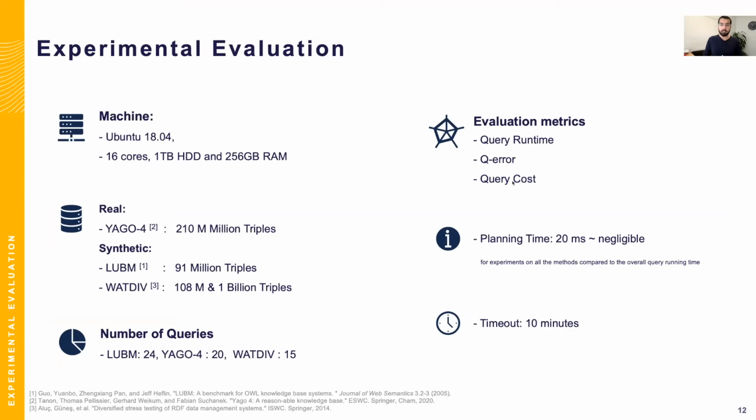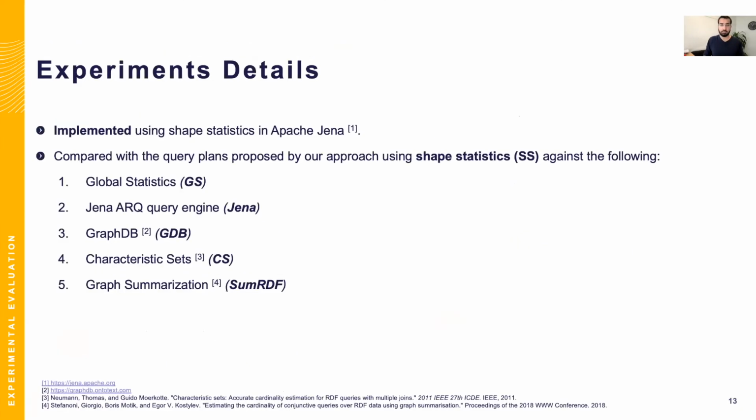We experimented on a large machine with large synthetic and real datasets with a specified number of queries, having query evaluation metrics as the query runtime, the Q-error, and the cost of the query. All the methods that we tried take around 20 milliseconds as planning time, which is negligible compared with the overall query runtime for all the approaches and the queries. And we set the query timeout as 10 minutes for all the queries that we execute.